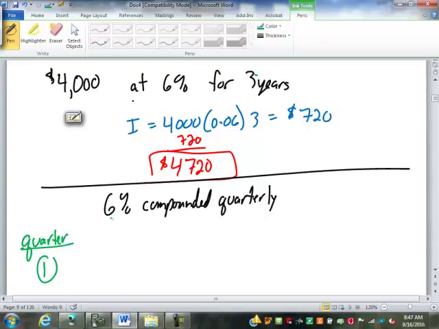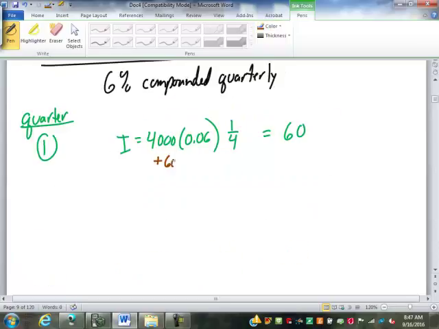Quarter 1, our interest is $4,000 times 0.06 times 1/4, right? 1/4 is 1/4 of a year. So that's $60 is our interest. So that means you add $60 to that. And in quarter 2, we start out with a balance of $4,060. That's what we find our interest from.